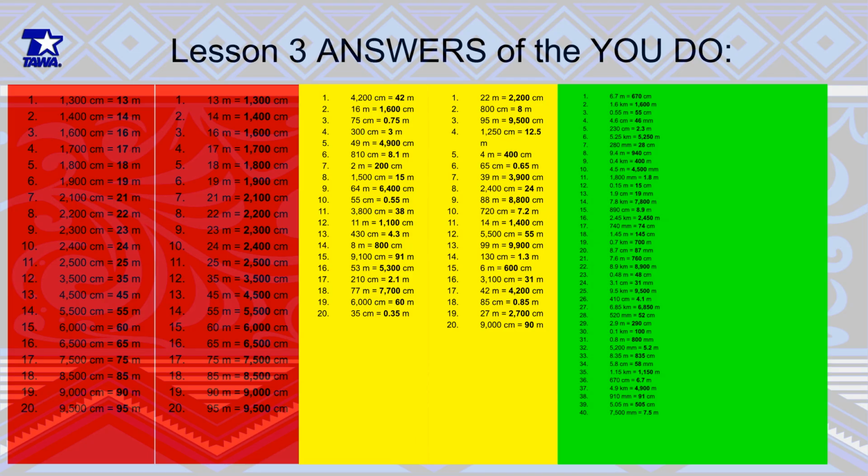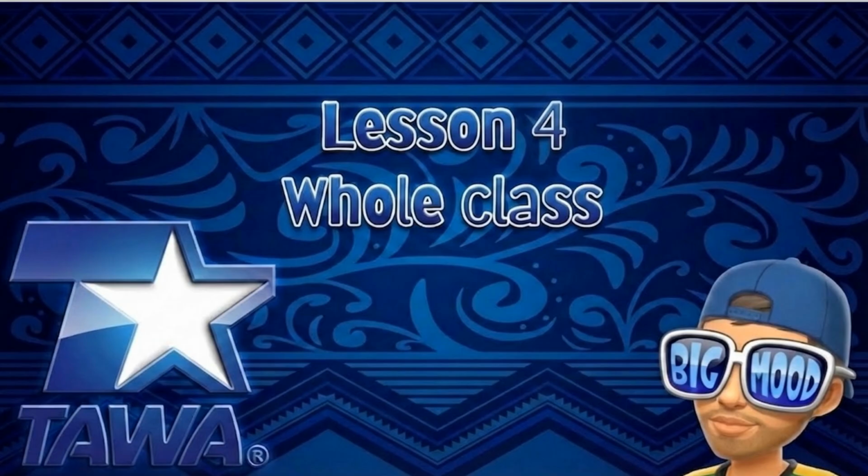Review your work for the you-do exercises from Lesson 3. The red sections show the answers for the centimeter and meter conversions, while the yellow and green sections cover the mixed unit exercises. Now we transition to Lesson 4, designed for the red group, with conversion practice between metric units.